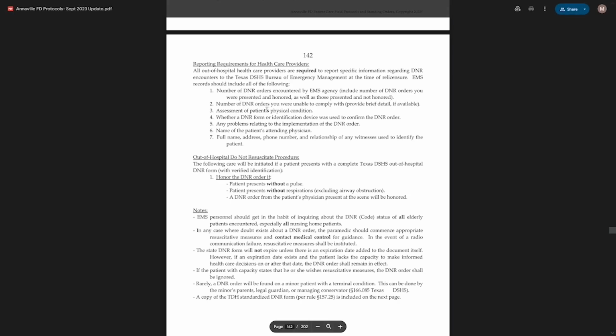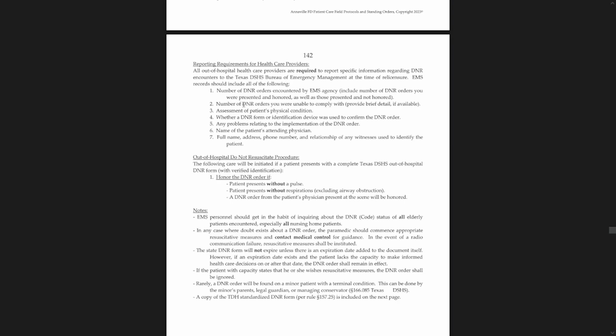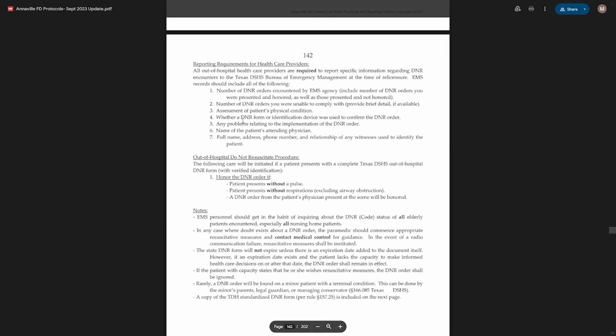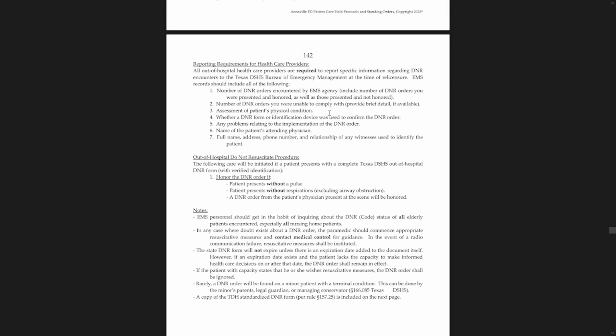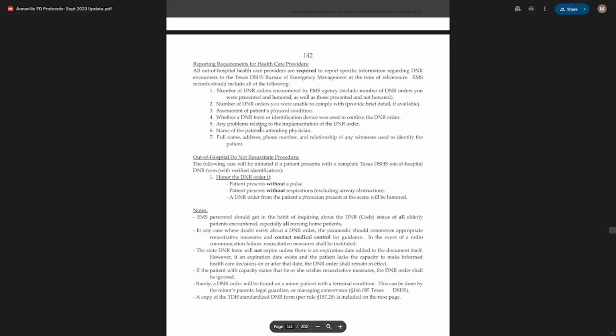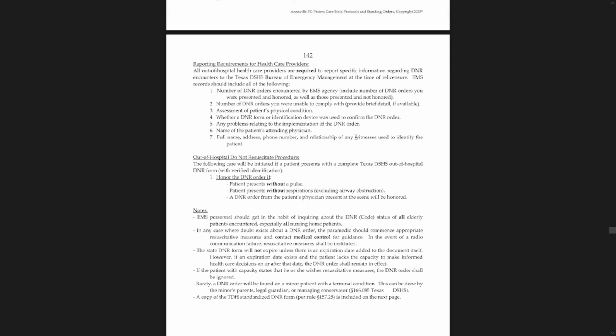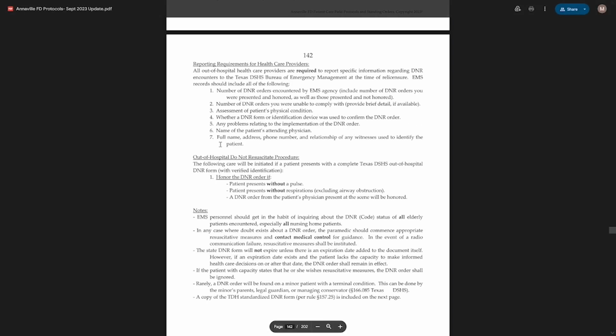The assessment of the patient's physical condition, whether a DNR form or identification device was used to confirm the DNR order, any problems relating to the implementation of the DNR order, the name of the patient's attending physician, and the full name, address, phone number, and relationship of any witnesses used to identify the patient.